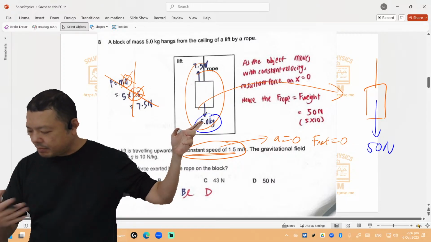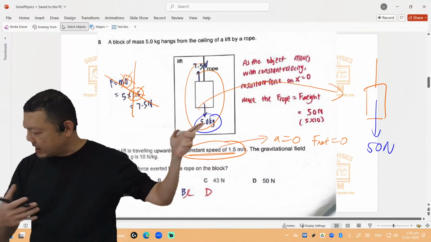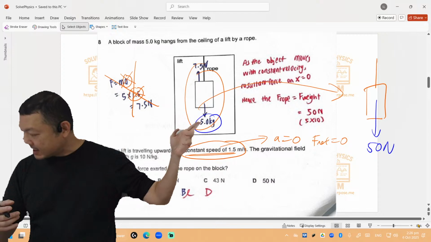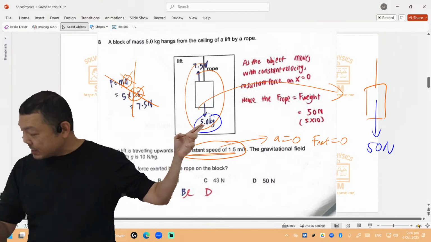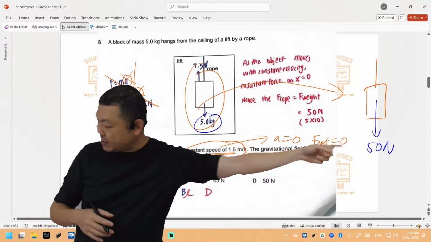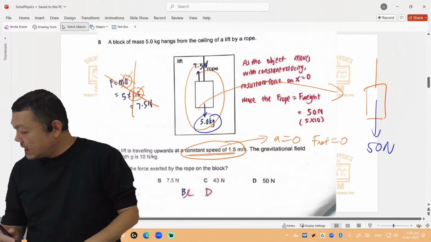It's not me trying to point out that you are incompetent or anything like that. I'm just saying that if you see your friend doing this, you better tell them not to do it. Because then they will start thinking that 5 kg acts on the object. That's wrong. It's 50 newtons. You get what I'm saying?